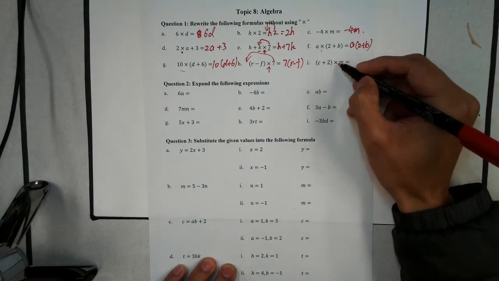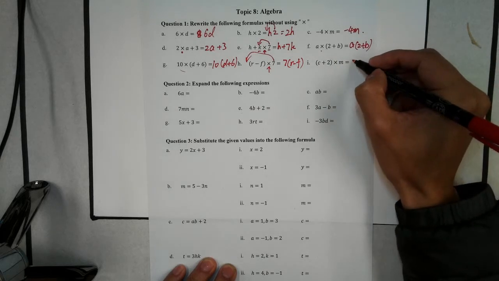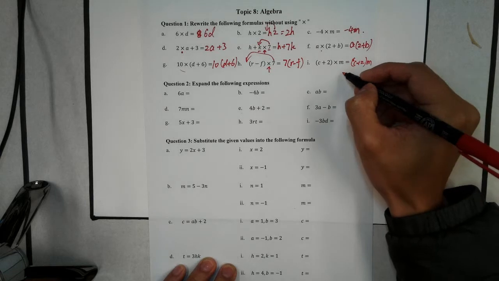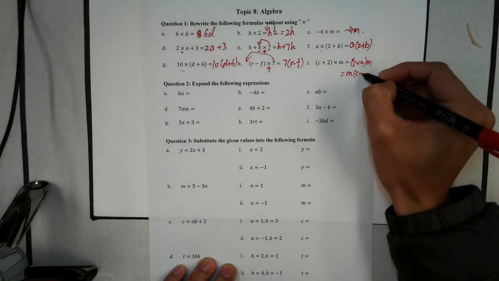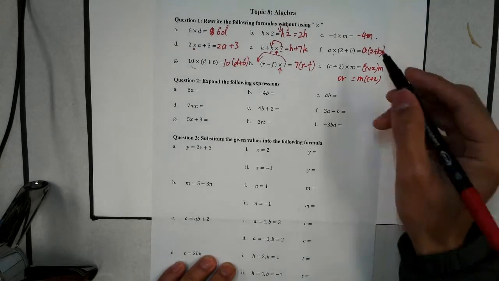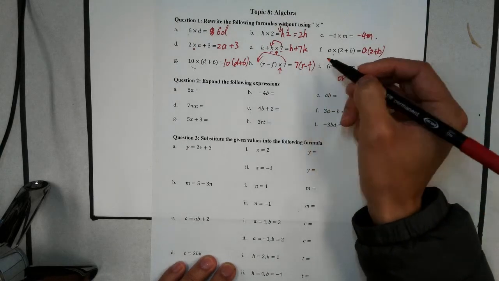But if it's a letter, it's fine. We can just do bracket c plus 2 m. But you also can write it as m bracket c plus 2. So it's optional. But if it is number, we need to write it to the front.